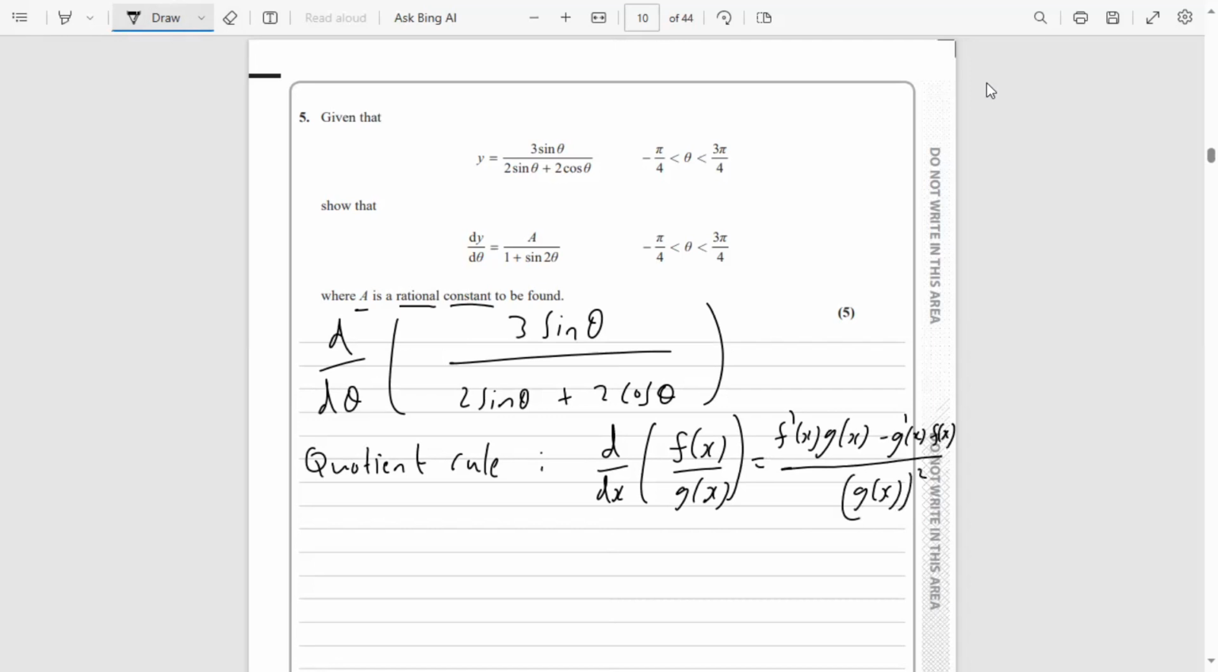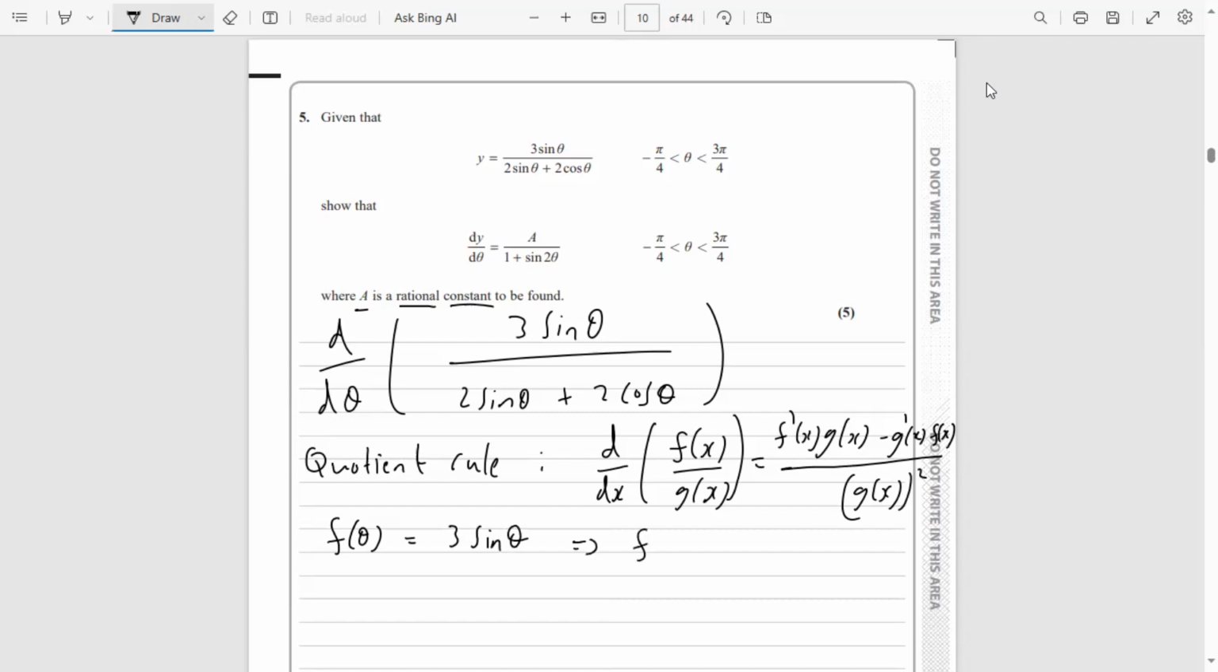Your f of x function is the function on the top of your fraction. Actually, we've got a variable theta, so instead of using the x, let me get rid of that x there and swap it with theta. It doesn't matter what variable you use, x, theta, whatever variable you like, it's the same formula. So your f of theta, your top function, is 3 sine theta.